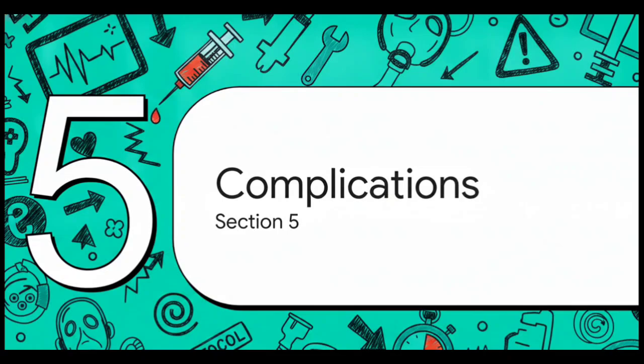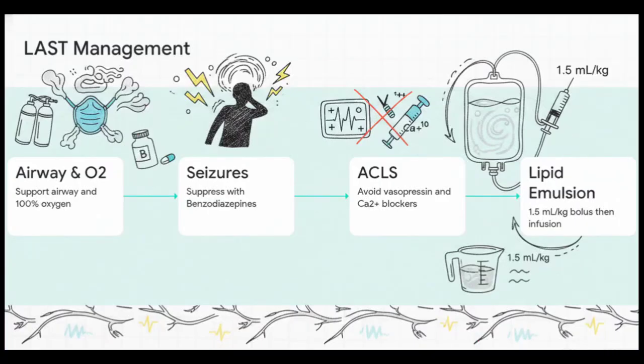Section 5, Complications and Emergencies. These are your highest yield crisis protocols. Let's start with local anesthetic systemic toxicity, or LAST. If a patient seizes and collapses after a nerve block, step 1 is airway support and 100% oxygen. Step 2, suppress those seizures with benzodiazepines.